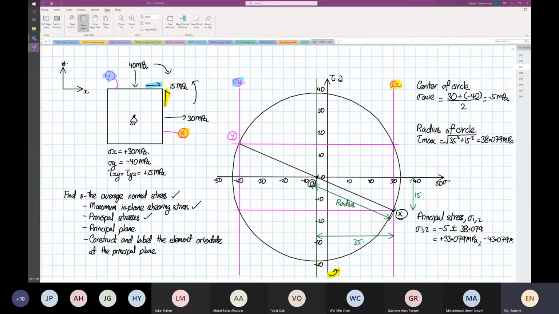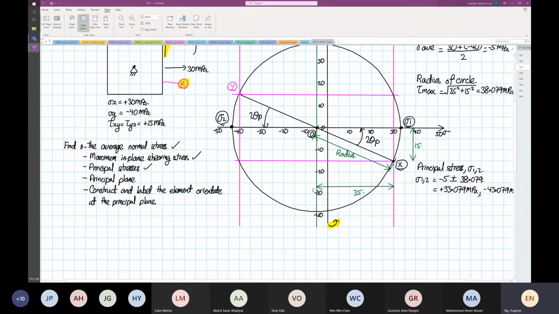Okay, so this is equal to 2 theta P. That is from point X. And from point Y, this is 2 theta P. Oh, by the way, over here, this is my stress 1. Over here, where the shear stress is equal, this is my stress 2. It could go the opposite direction, it does not matter. If you want to call the left hand point stress 1, by all means do so. It will not harm anything.